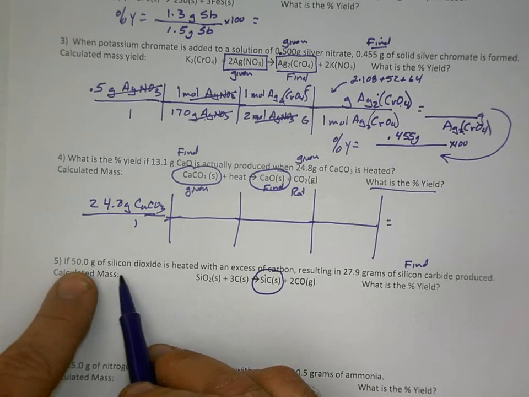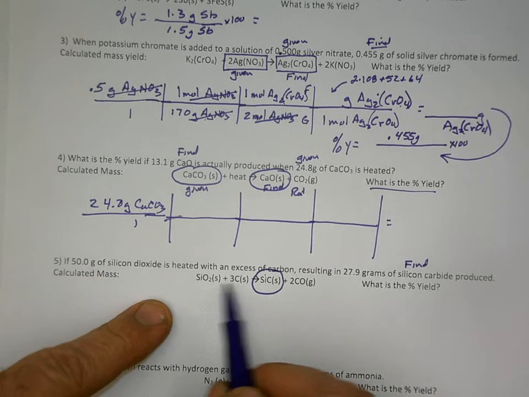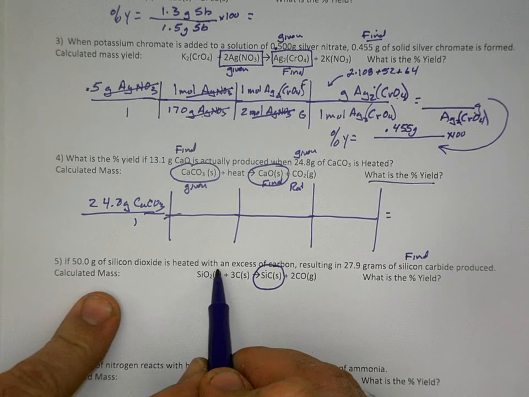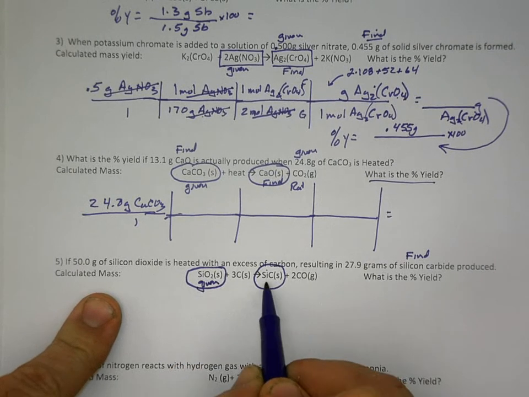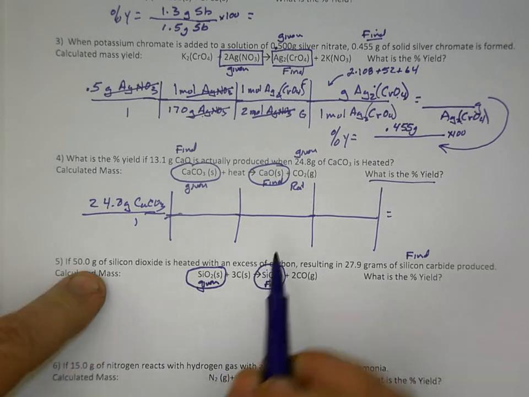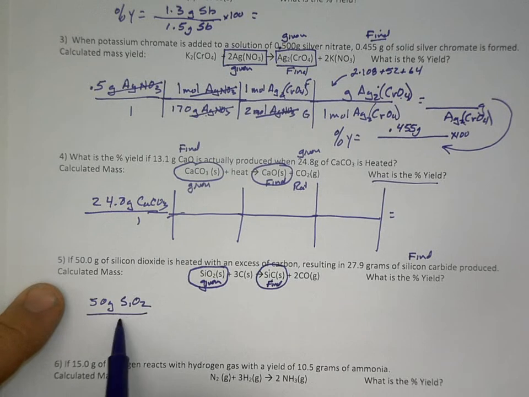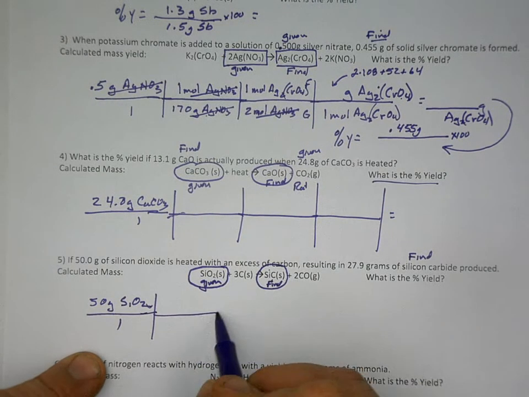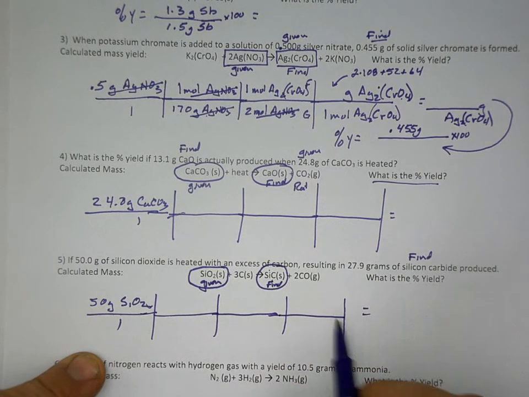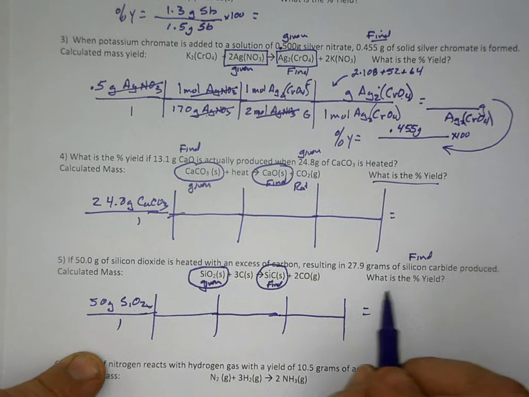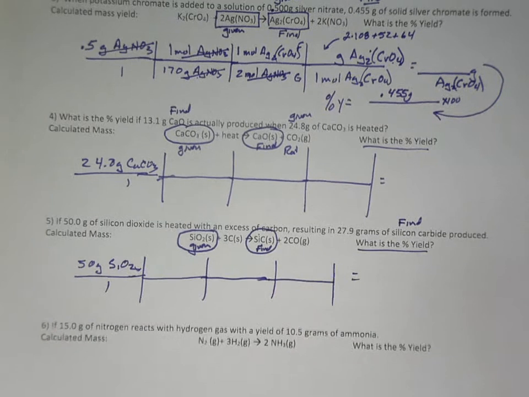And they're saying 50 grams of silicon dioxide, silicon and 2 oxygens, is heated. So this is our given over here, so I'm just going to circle this. Silicon dioxide, this is our given. This is our find. Since this is our given, we're starting with 50 grams of SiO2, and then you're going to change it into moles, do the mole ratio, change it back into grams, and you're going to find the calculated answer. And then you've got to do the next step, the percent yield, just like we did in steps 1 and 2.